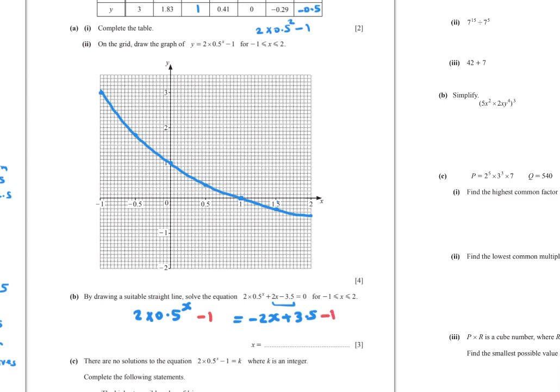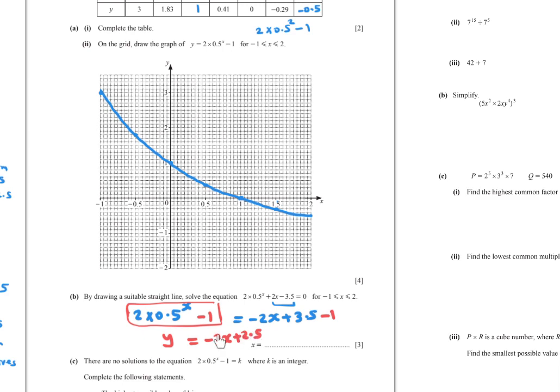Now we have the curve to the left. So this is y. And to the right, if you simplify, 3.5 minus 1, so 2.5. So negative 2x plus 2.5. So this is the suitable line we need to draw. And we can find the intersection between this line and the curve to find the solution.